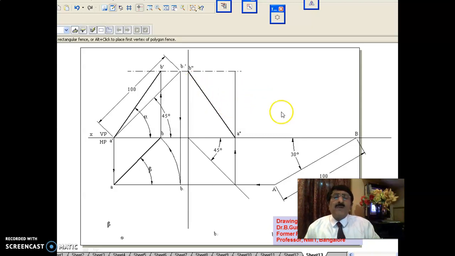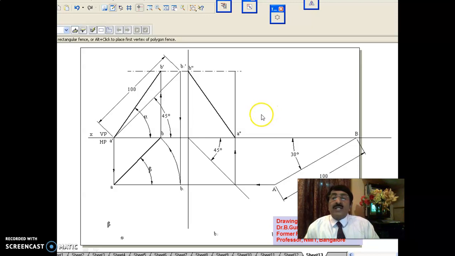This is a very good problem from the examination point of view. Consider it to be difficult; but if you understand, it will be easy. Now you see here, A double dash on the XY line, B double dash on X1Y1. A double dash on the XY line means A is on HP. B double dash on the X1Y1 line means B is on VP.